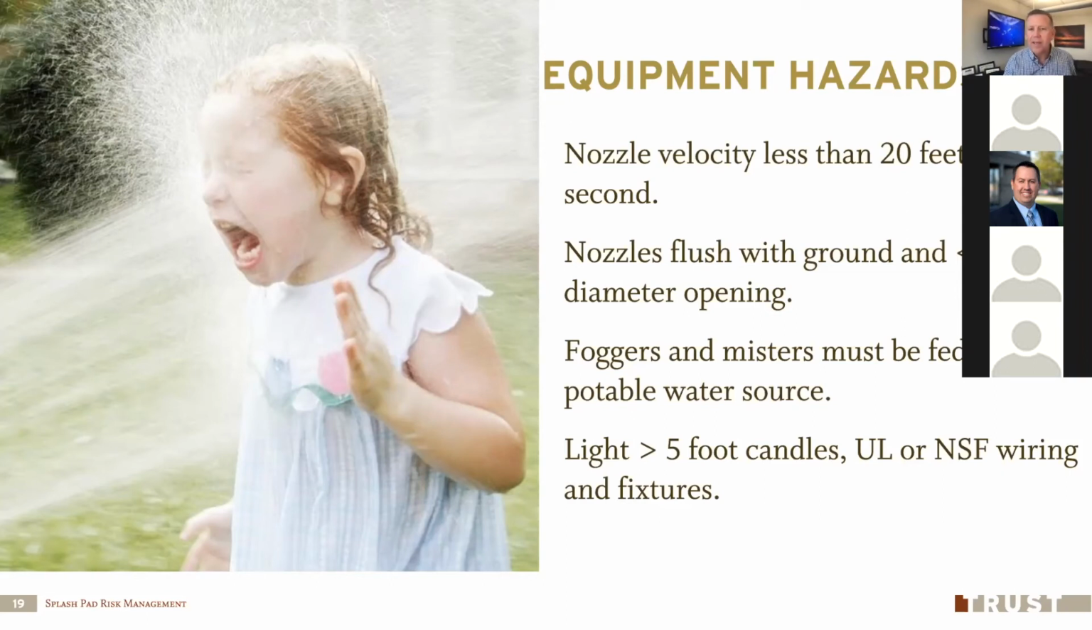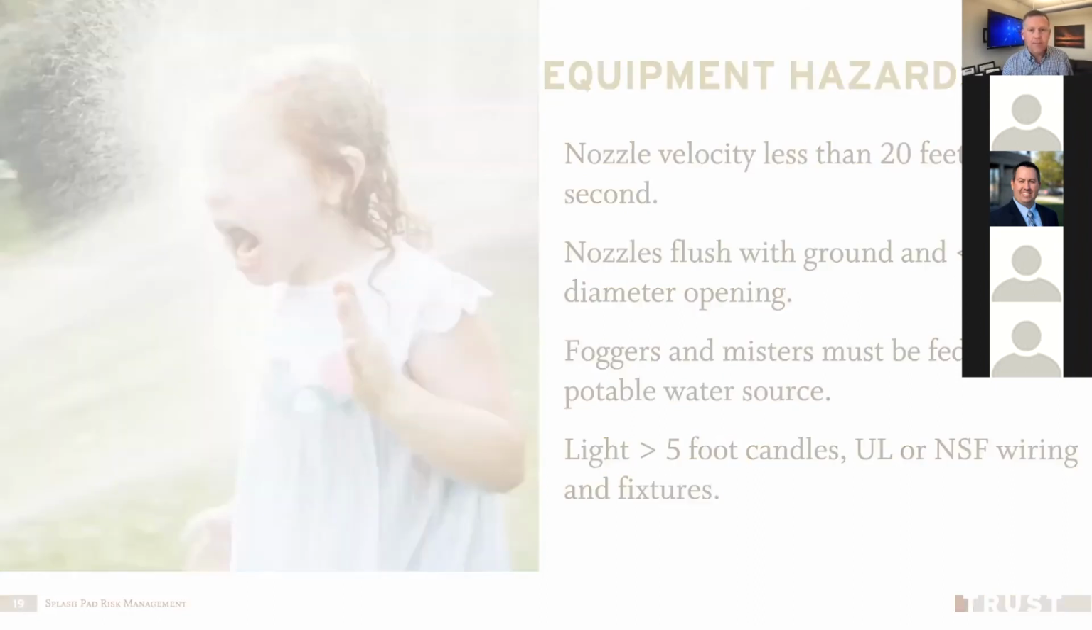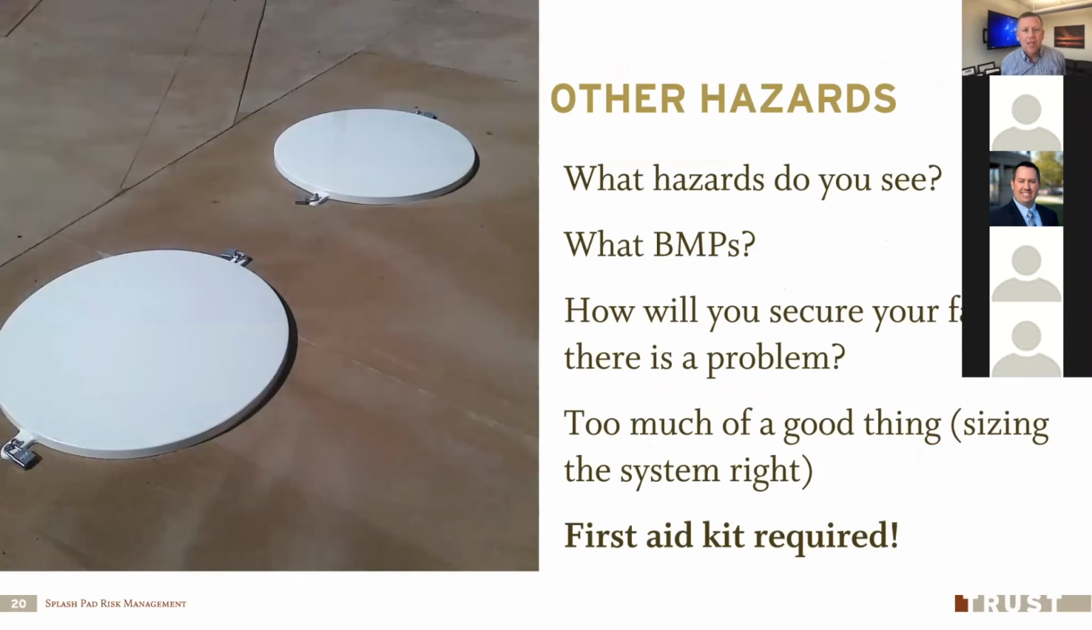If it's operated at night, your splash pad needs to have light greater than 5 foot-candles. We can talk about details on that if you just specify that in. If we're putting lights in, all electrical needs to be away from the water, but it needs to deliver this amount of light. All right, and then some other hazards.